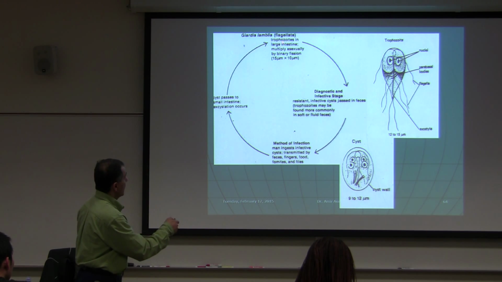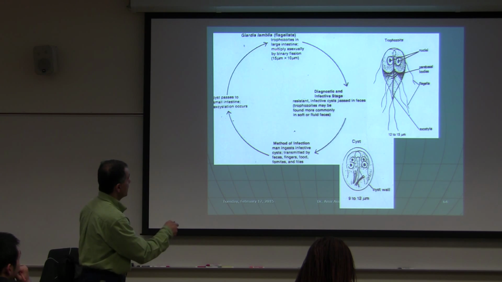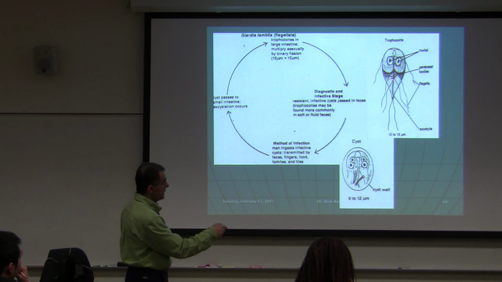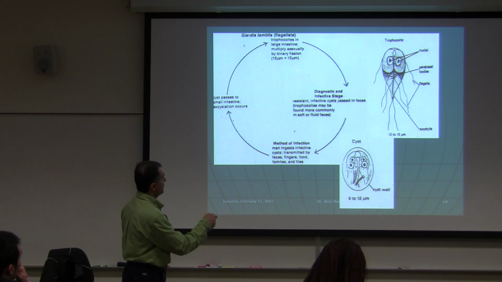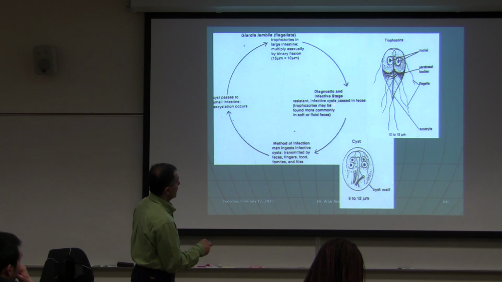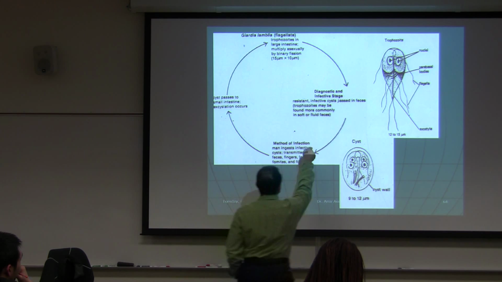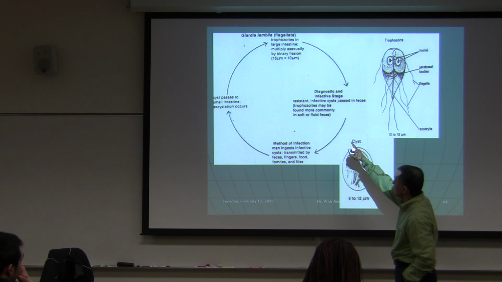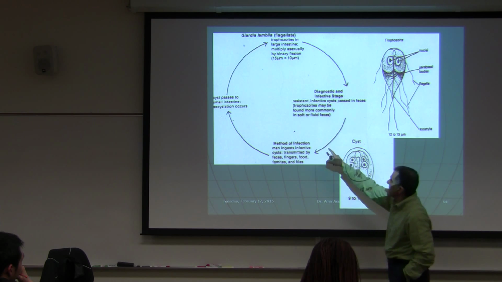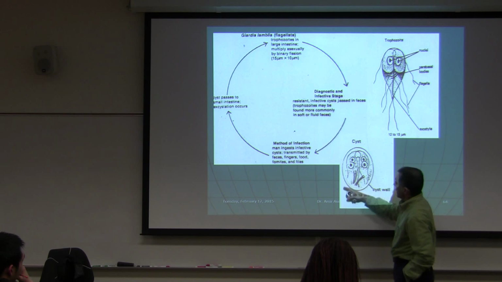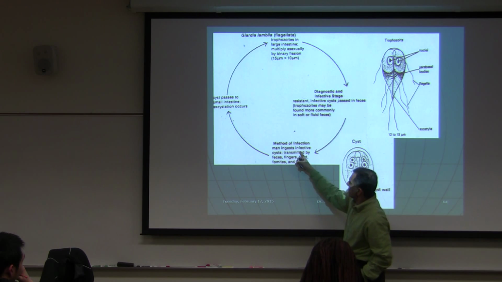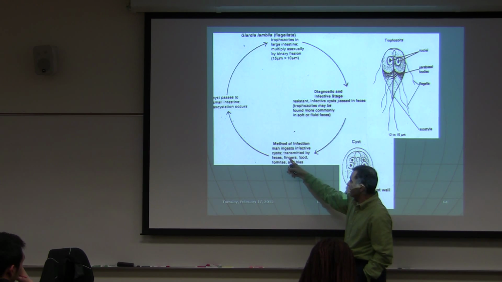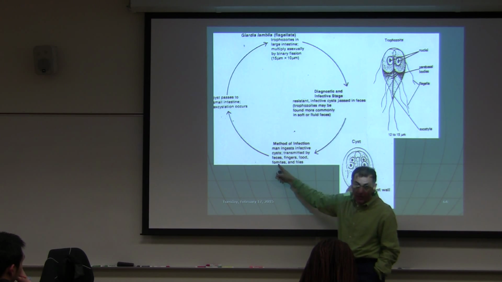Giardia lamblia, flagellated ones. Trophozoites in the large intestine multiply asexually by binary fission. The diagnostic and infective stage is the resident infective stage, the cyst, passing in feces. Trophozoites are commonly found in fluid feces. As for the method of infection, man ingests infective cysts transmitted by feces, fingers, food, fomites.